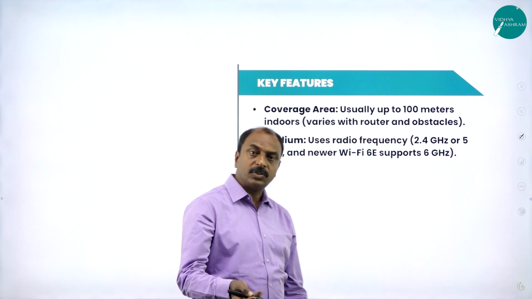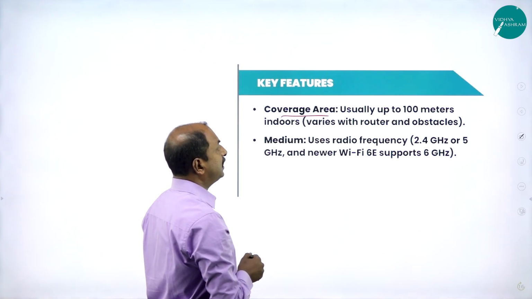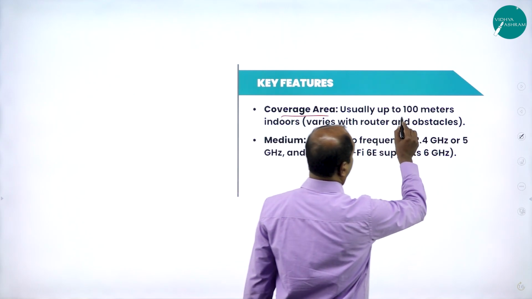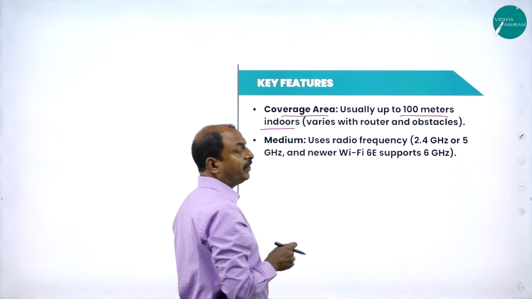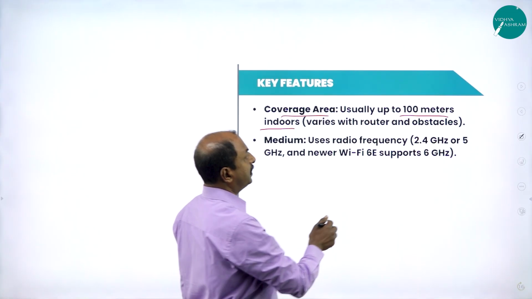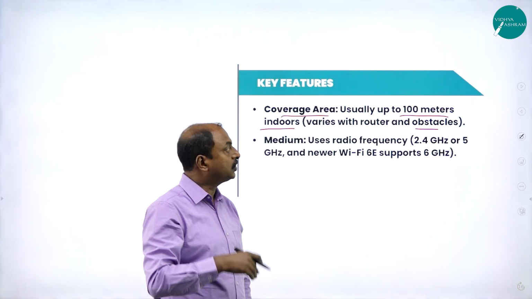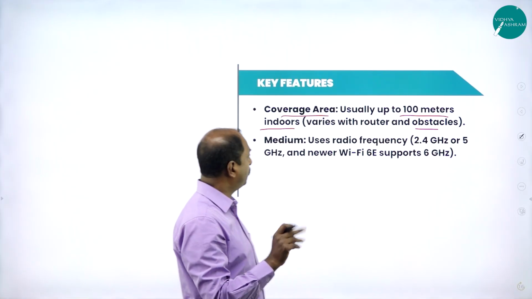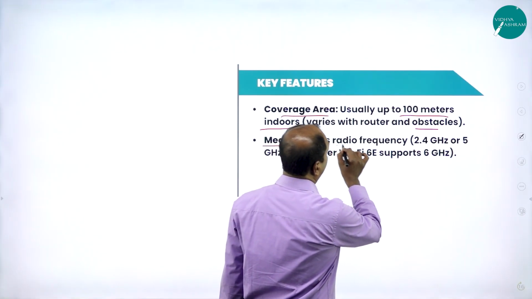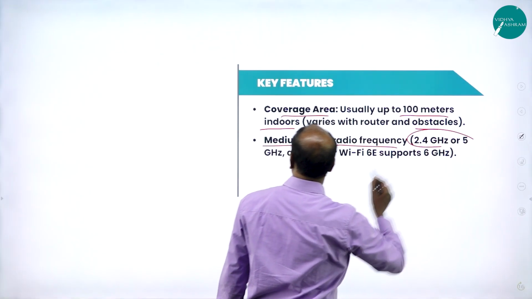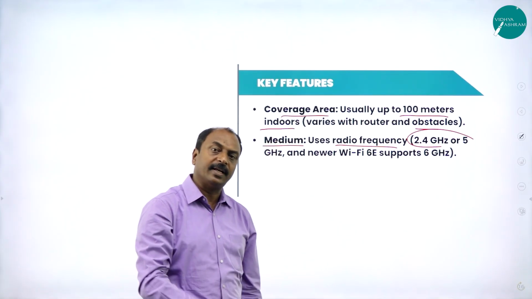Now, what are the features of wireless LAN? The coverage area is up to 100 meters indoor. Generally, we are using wireless LAN approximately over 100 meters of distance, and it varies with the router and obstacles. So, generally, it is going to cover a distance of 100 meters in a network. And what is the medium of transmission? It uses radio frequency. This is the frequency through which data is transmitted in a wireless LAN.